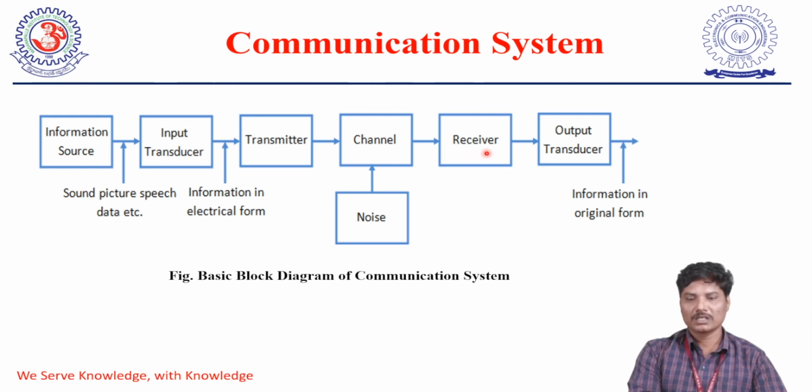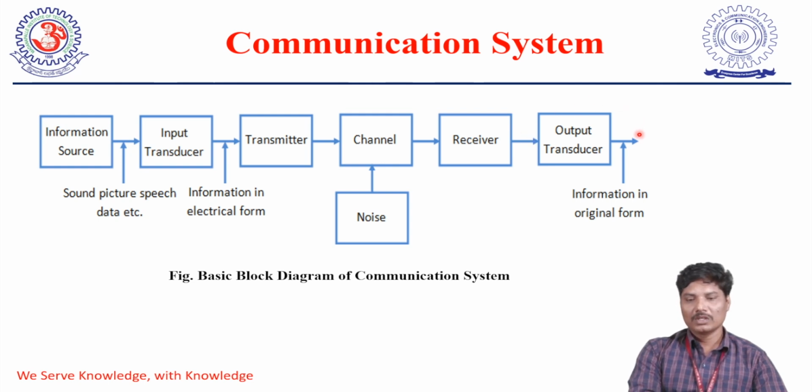Finally, where does it reach? The receiver. The receiver is going to receive the signal transmitted by the transmitter, and the signal received is in electrical form. Therefore, we have to convert that electrical signal into the original form. Suppose the information is a song, then we have to convert that electrical signal again into a song. Therefore, we need another transducer to convert the electrical signal into the sound signal.